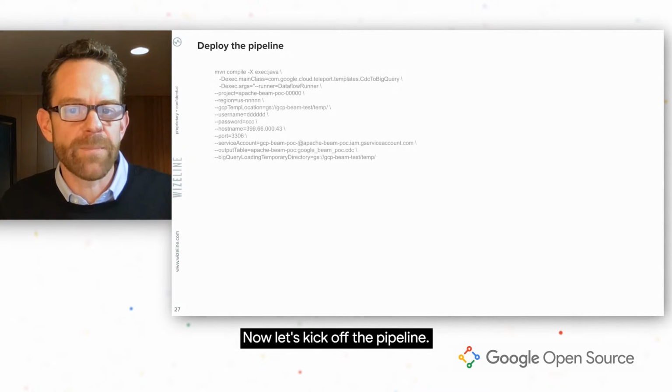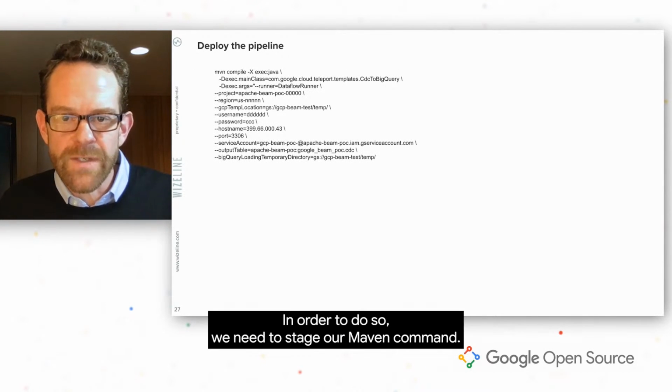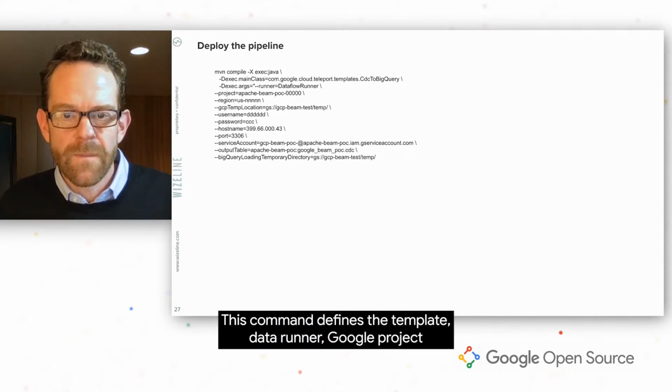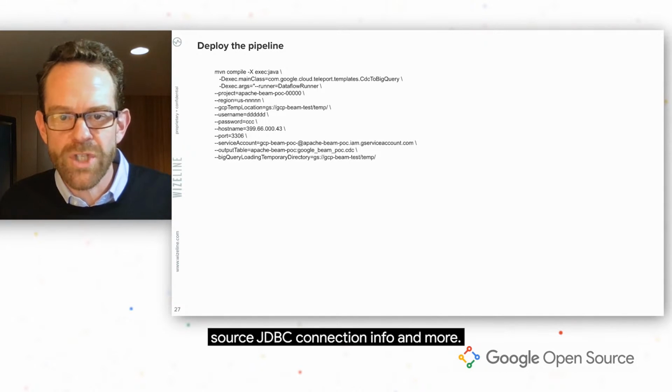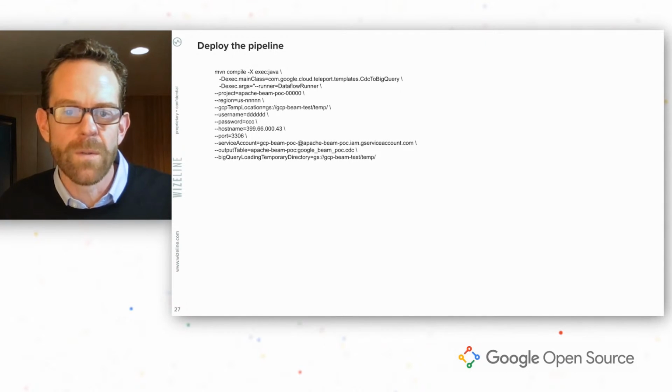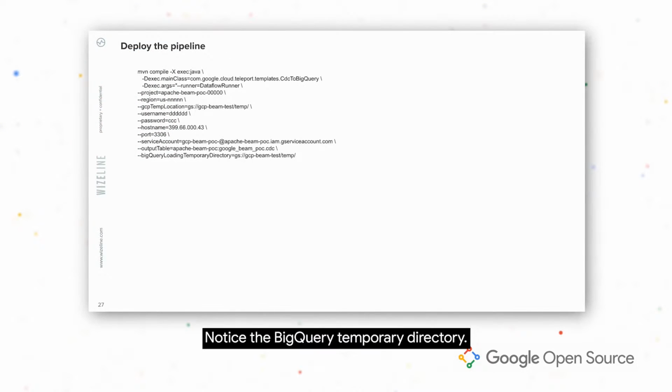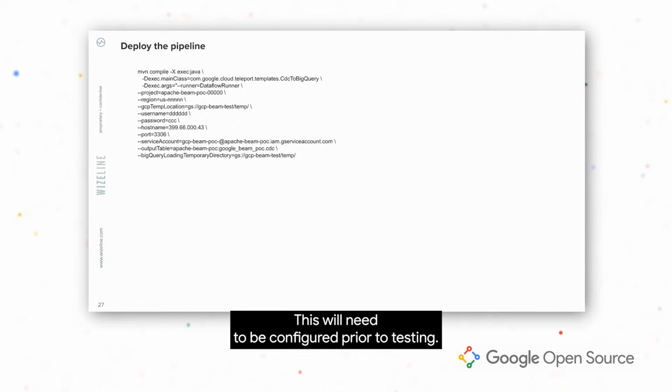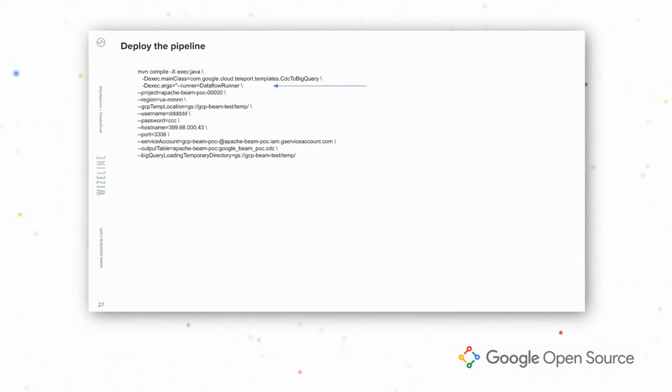Now let's kick off the pipeline. In order to do so, we need to stage our Maven command. This command defines the template, data runner, Google project, source JDBC connection info, and more. Notice the BigQuery temporary directory. This will need to be configured prior to testing.